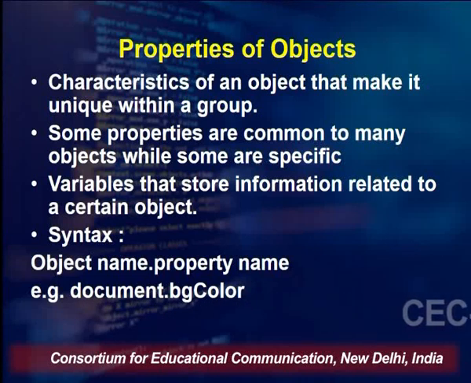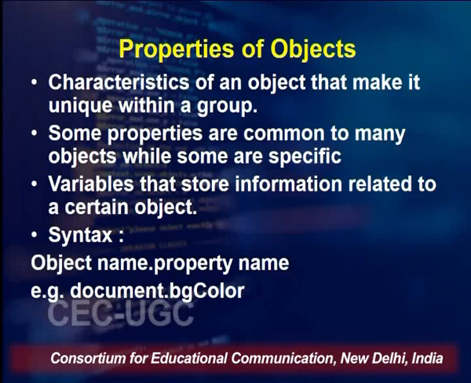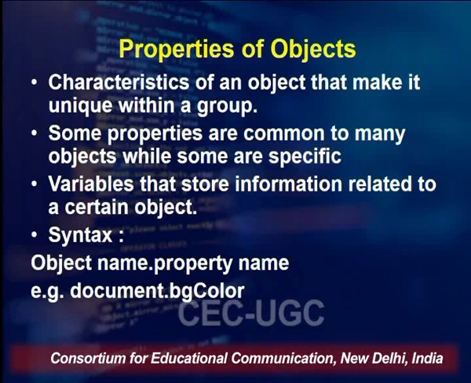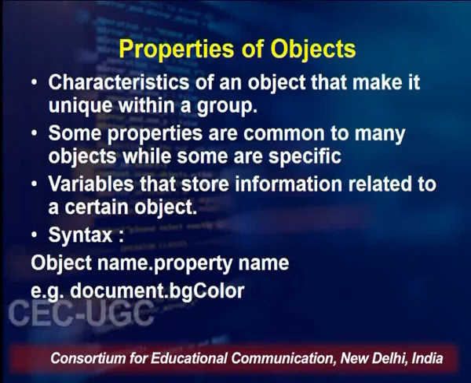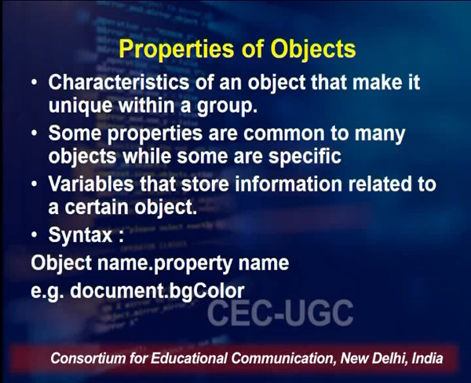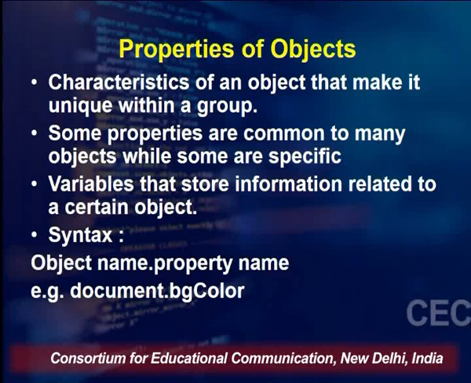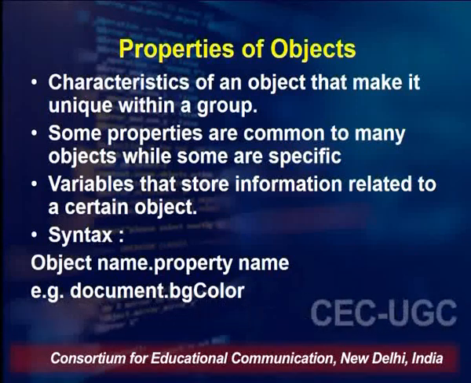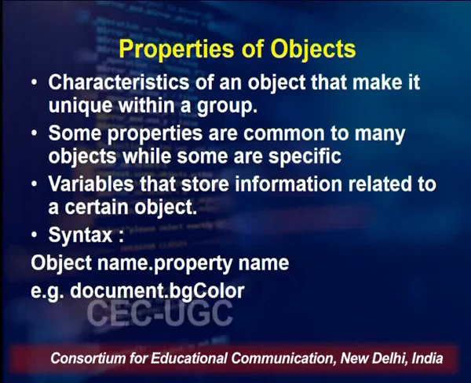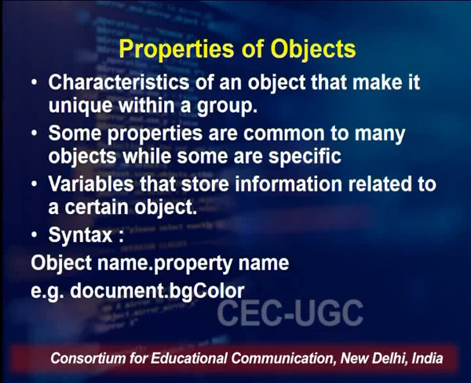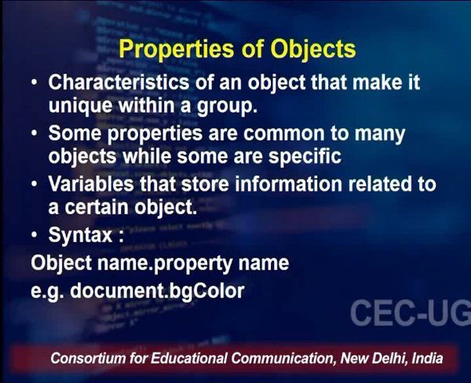For all objects there is a common property called name, but there can be specific properties which are only applicable to certain objects. For example, in the object checkbox you have a property called checked. That is a property which is unique only to a checkbox and a radio button. So certain properties are common to different objects, and certain properties are specific to particular objects.